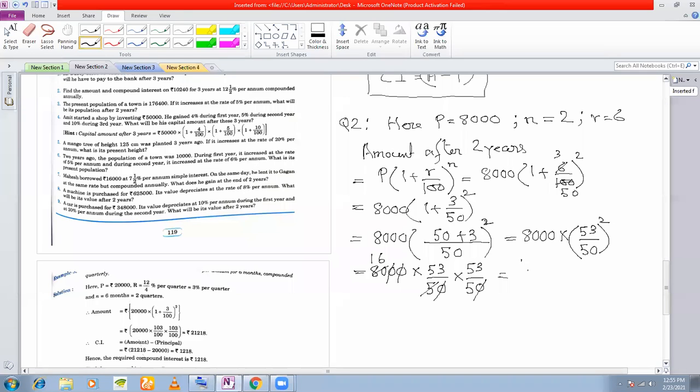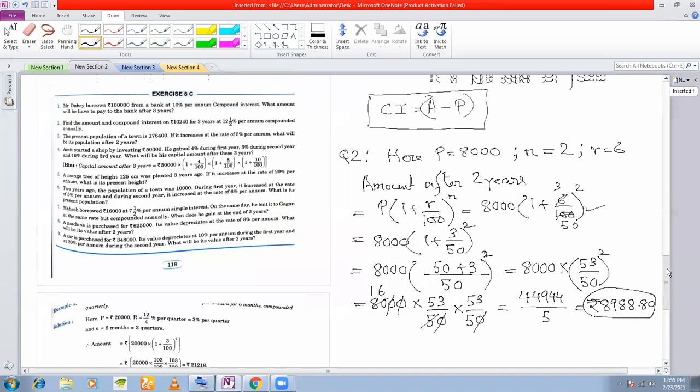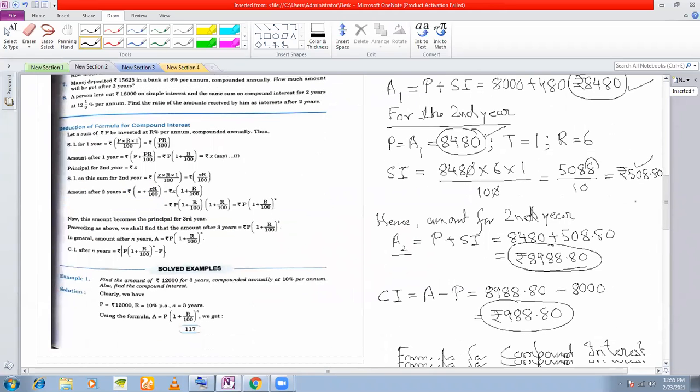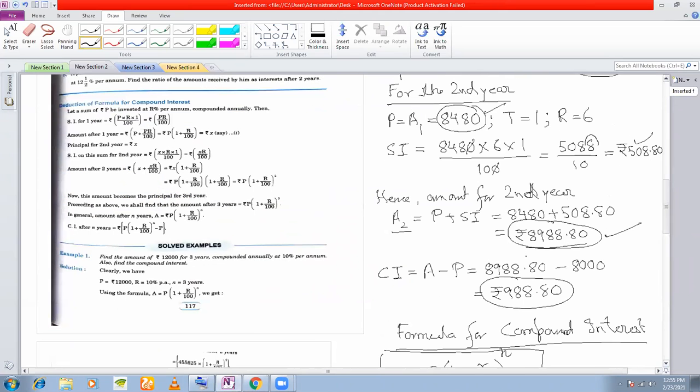You're getting 44,944 divided by 5. This is what you're getting. So therefore the amount after 2 years will be rupees 8,988.8. So what do you see here? I'm getting 8,988.8 by simply applying the compound interest formula directly. Otherwise, what I had done was such a long drawn method for the first year, for the second year, and then I got the amount for the second year as 8,988.8.